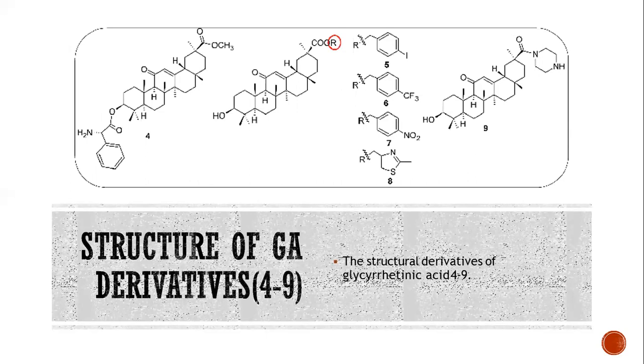Glycyrrhetinic acid is a hydrolytic compound. When it is hydrolyzed, many structural derivatives are formed from glycyrrhetinic acid. Glycyrrhetinic acid derivatives 4 to 9 are shown in the figure.